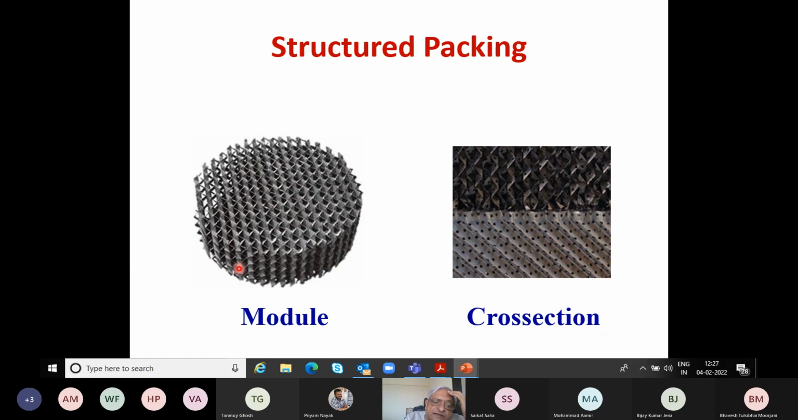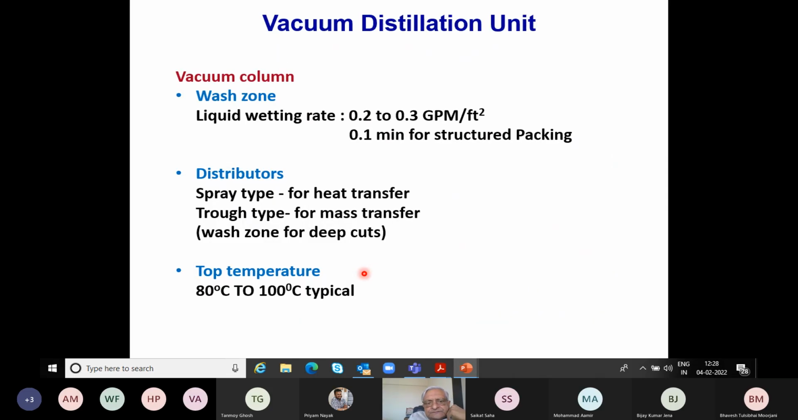So these structured packings provide a very low delta P, very low pressure drop across the packing, and it helps us to meet our target of something like 40 to 50 millimeter mercury pressure drop in the column. So this is a good photograph of a structured packing. These are some data, and this is very important.